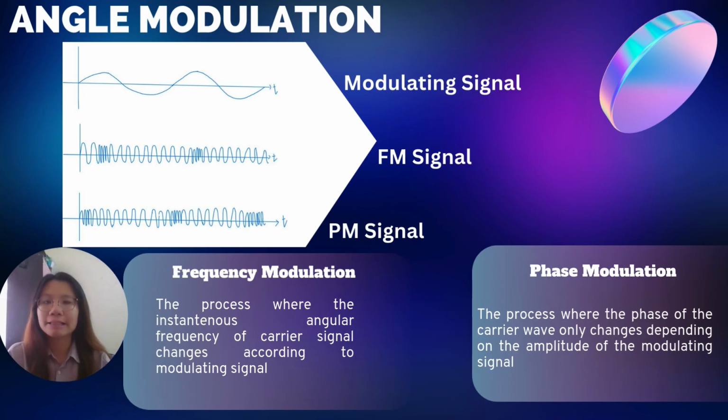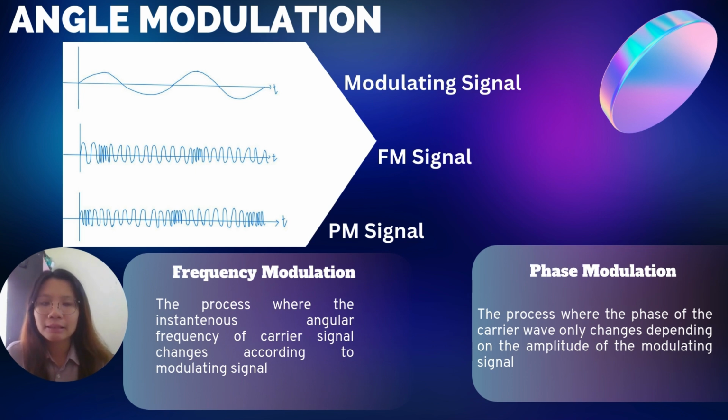So next, I will explain about angle modulation. Angle modulation is divided into two parts. The first one is frequency modulation. Frequency modulation is the process where the frequency of the carrier signal changes according to the modulating signal. The second one is phase modulation. Phase modulation means the phase of the carrier wave changes depending on the amplitude of the modulating signal.